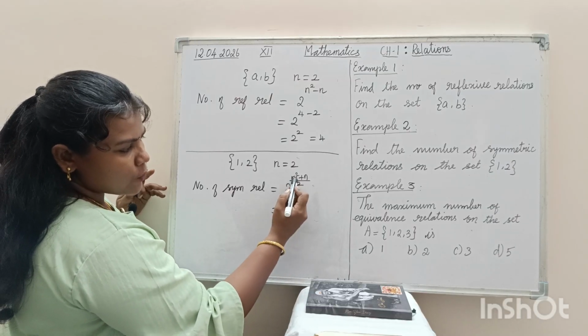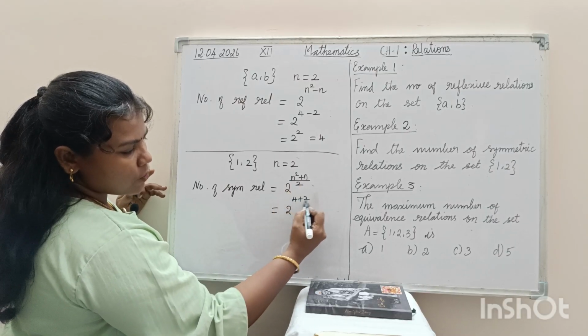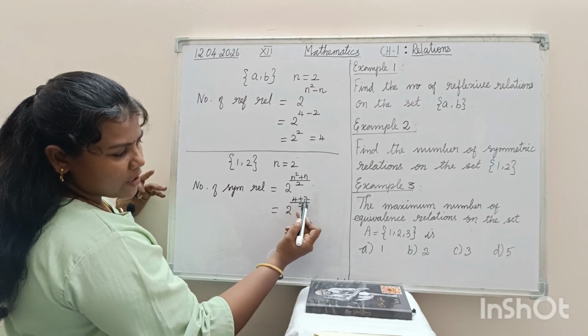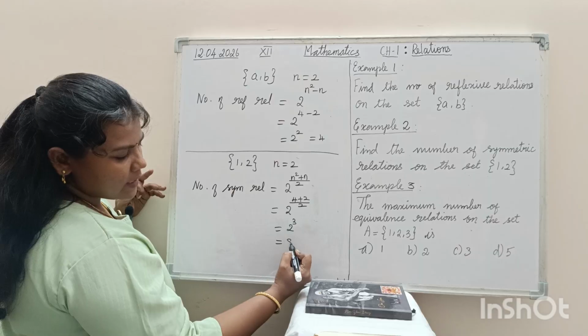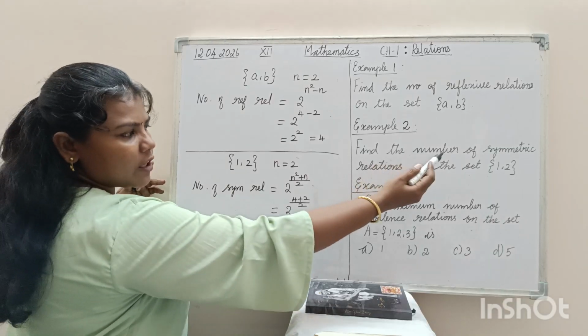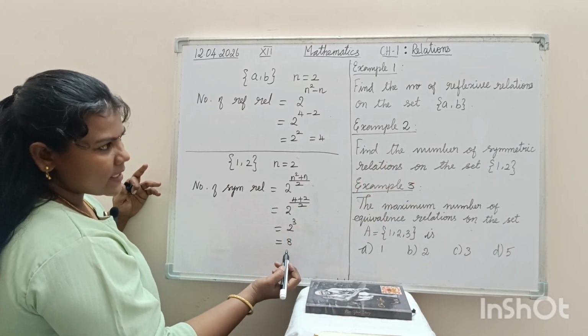So 2 square is 4. 4 plus 2 divided by 2. 4 plus 2 is 6. 6 divided by 2 is 3. So 2 power 3 is 8. Now the number of symmetric relations on the given set is 8.